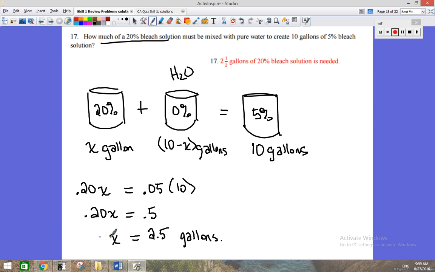So we need 2.5 gallons of this 20% bleach solution to add to our water to create 10 gallons of this desired mixture. All right.